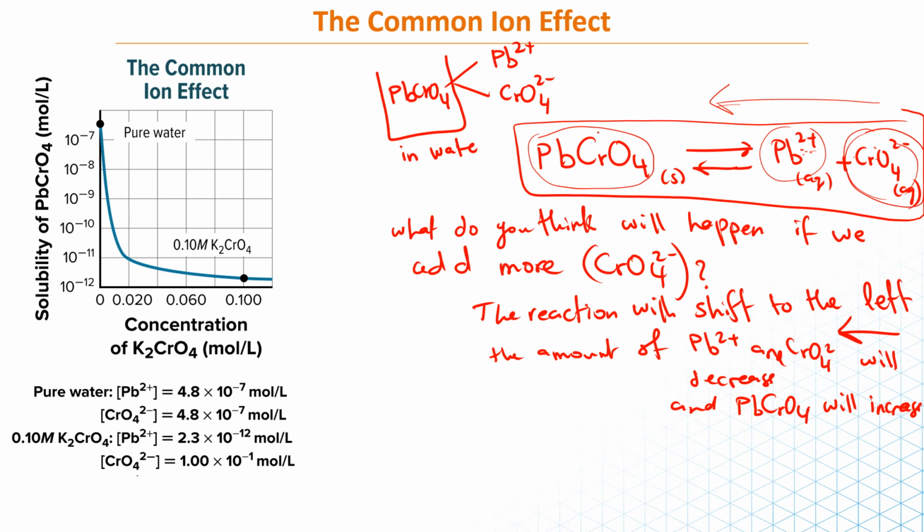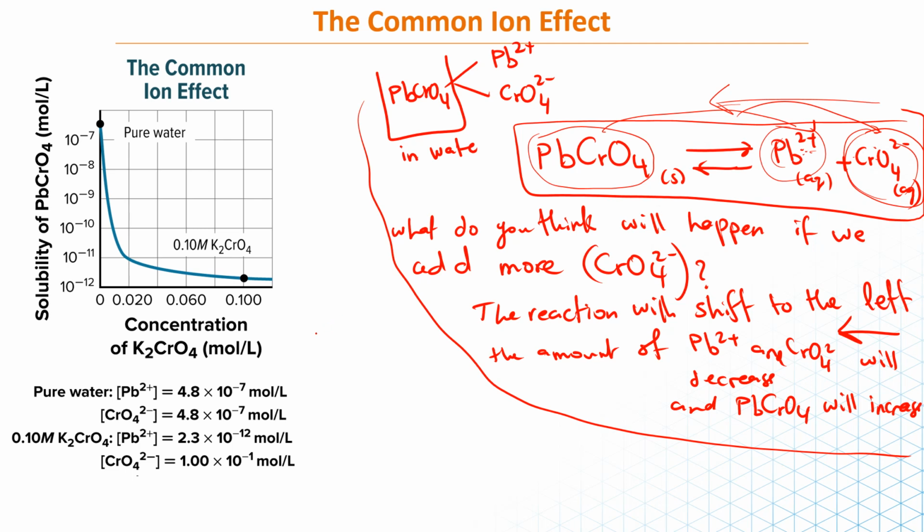Because dissolving or solubility means the ionic compound breaks down into ions. So if I'm making the ions react to form the compound, the ions are decreasing. And when the ions are decreasing, it means the solubility is decreasing. Okay? So this is what happens, right?